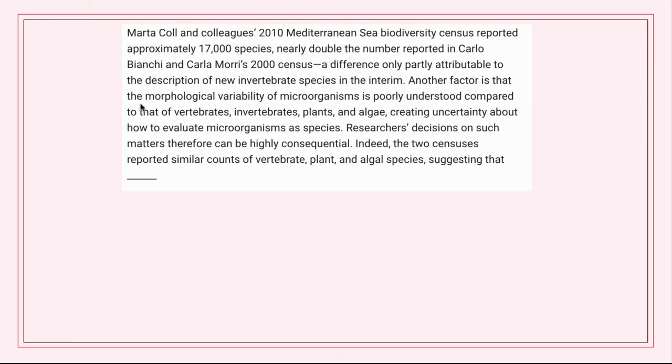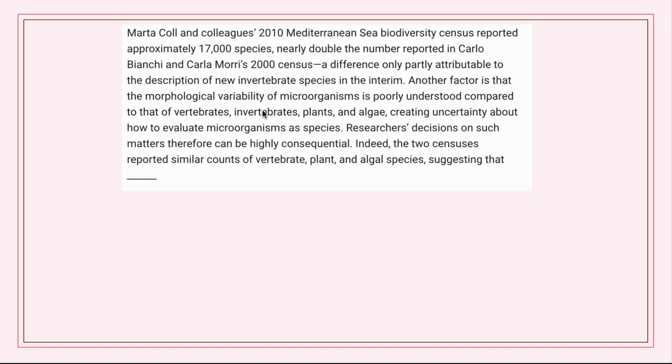Another factor is that the morphological variability of microorganisms is poorly understood compared to that of vertebrates, invertebrates, plants, and algae, creating uncertainty about how to evaluate microorganisms as species. Okay, so I'm going to have a really big word here, but that's okay. You don't need to understand exactly what it means. Because we're talking about classifying species, and we're saying it's hard to evaluate microorganisms as species, and we're talking about variability, and morphological kind of means morphing something into something new.